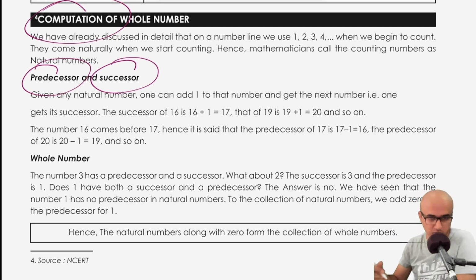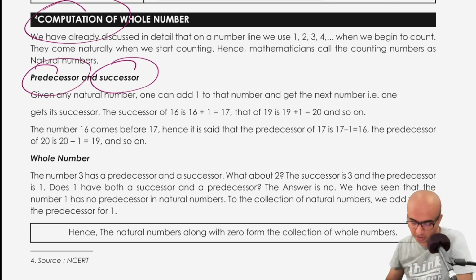Therefore, when it comes to the whole numbers, there is no end to it. When it comes to the natural numbers, there is no end to it, because whichever highest natural number you can think of, when you add 1 to that, you will get the successor of that, which is also a natural or a whole number. We know that every natural number is a whole number, so that's there.